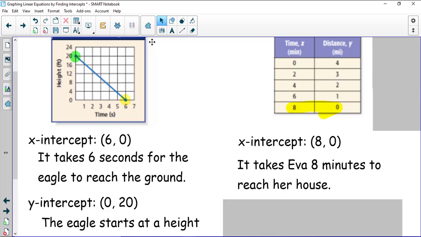Taking a look at our y-intercept, that's going to be located at (0, 4).